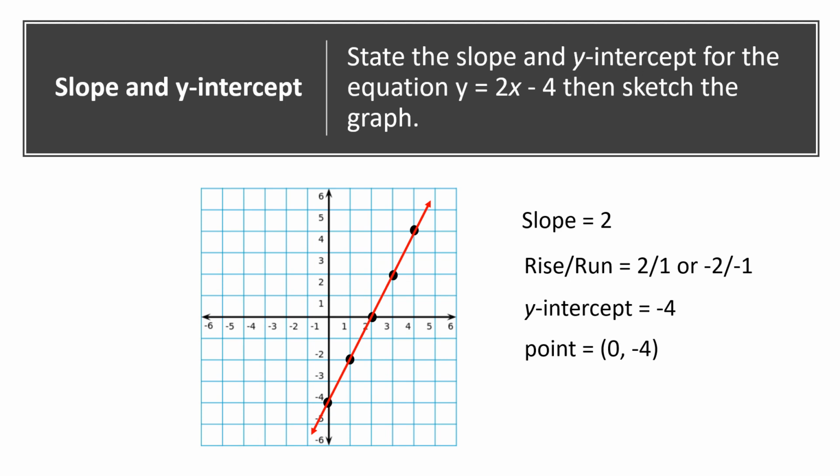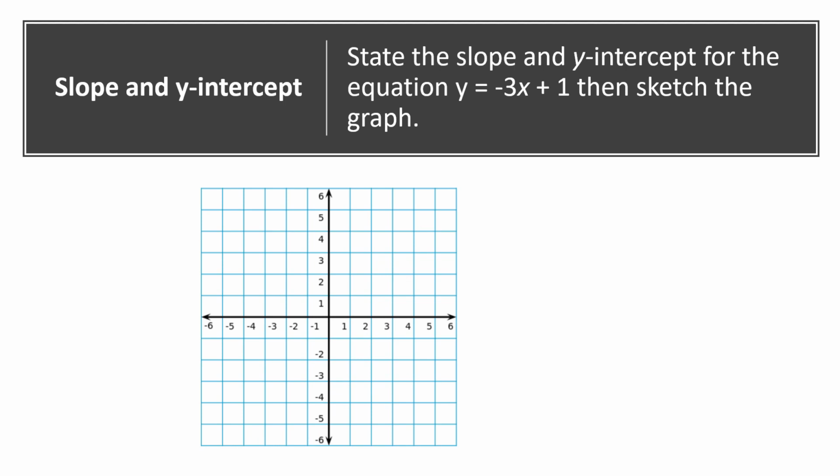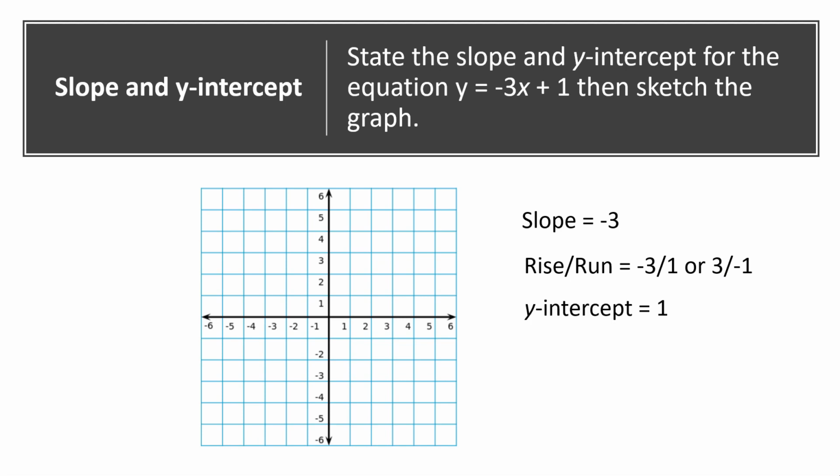Let's do another one. This time we have y equals -3x plus 1. The slope is a -3. We can write that as a -3 over 1 or as a +3 over a -1. Both these will give you the value of -3. So that is the slope. The y-intercept is 1, and as a point that would be (0, 1). We first graph that (0, 1).